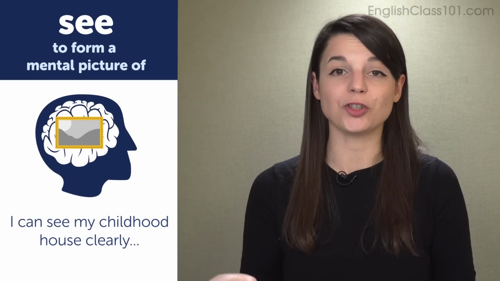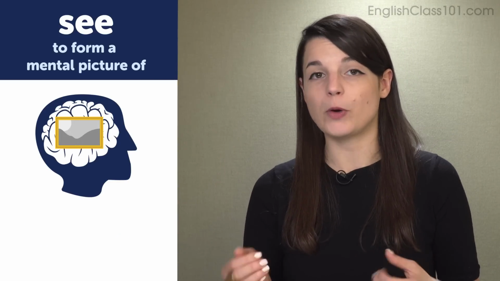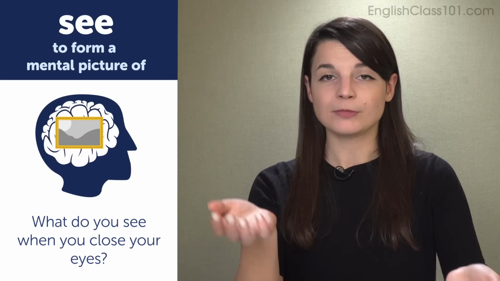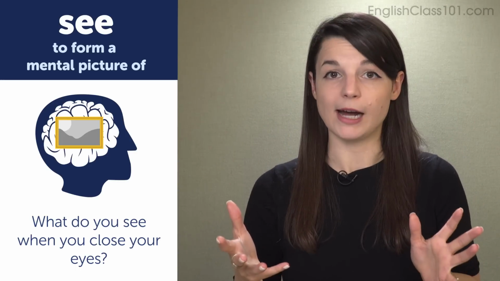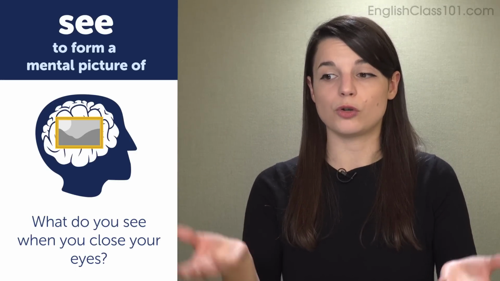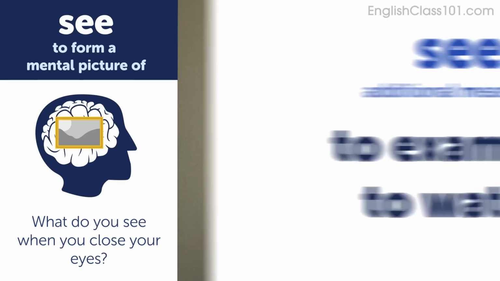So when I say, I can see my house clearly, my childhood house, it means in my mind, I can form a clear image of the house in my mind. In the question, what do you see? It means when you close your eyes, what's the mental image that appears in your mind? So see is used to refer to creating mental images here.